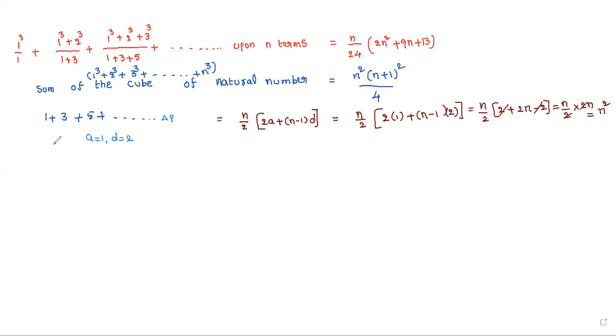So the nth term is numerator by denominator. The nth term is equal to the numerator value n square into n plus 1 whole square by 4, whole divided by the denominator term n square. So n square is cancelled. The nth term is n plus 1 whole square by 4.